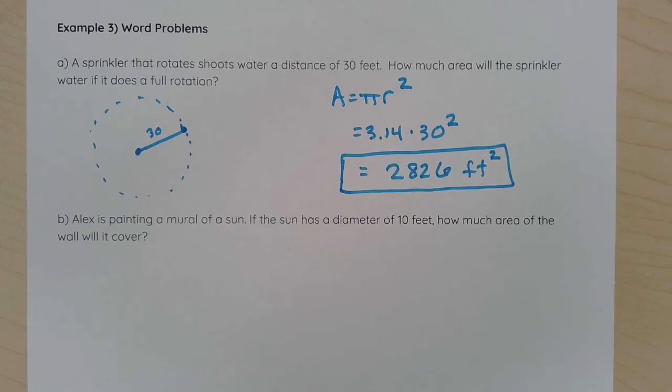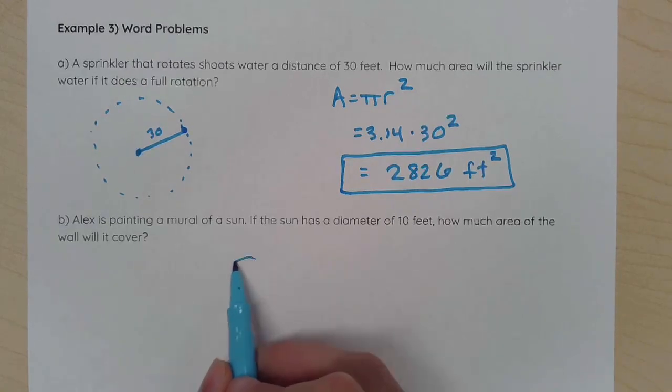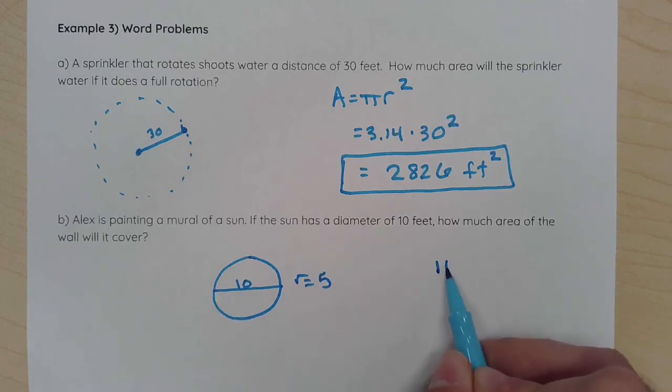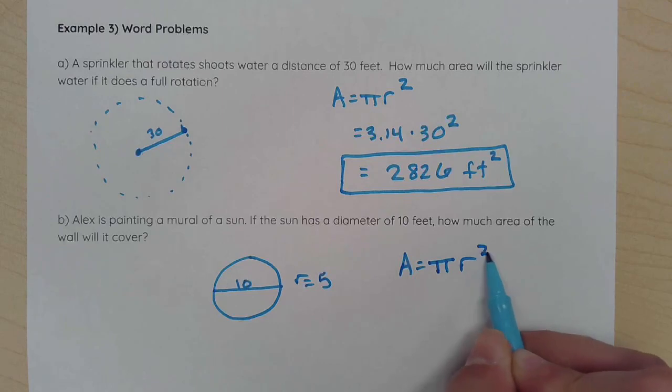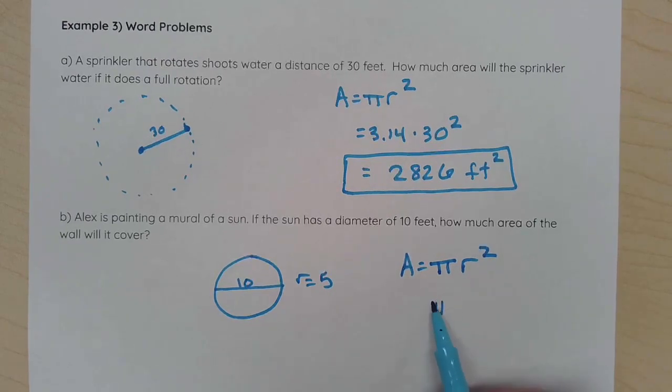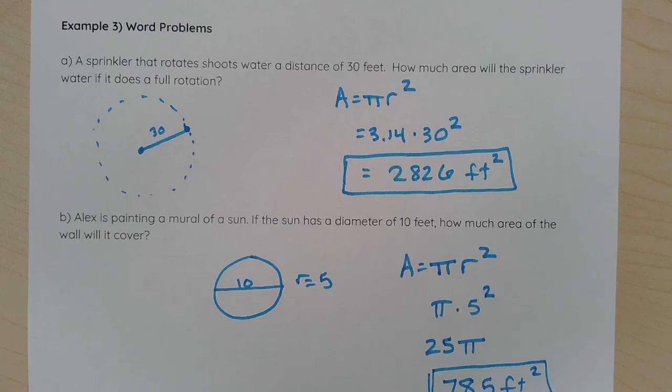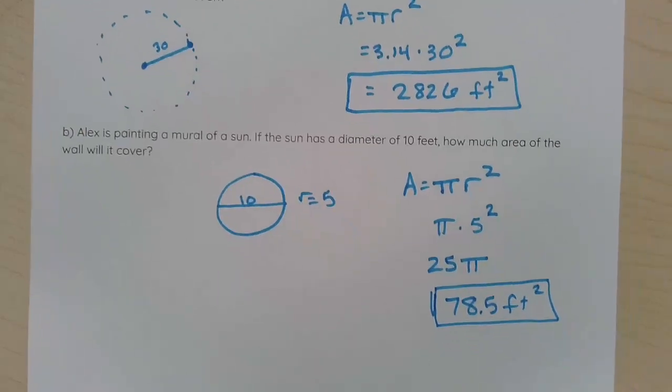B, Alex is painting a mural of a sun. If the sun has a diameter of 10 feet, how much area will it cover on the wall? So I have a mural of a sun. Diameter is 10, which means its radius is 5. Pi times radius squared. Pi times 5 squared is 25 pi, or 78.5 feet squared. And this is how we can find the area of a circle.